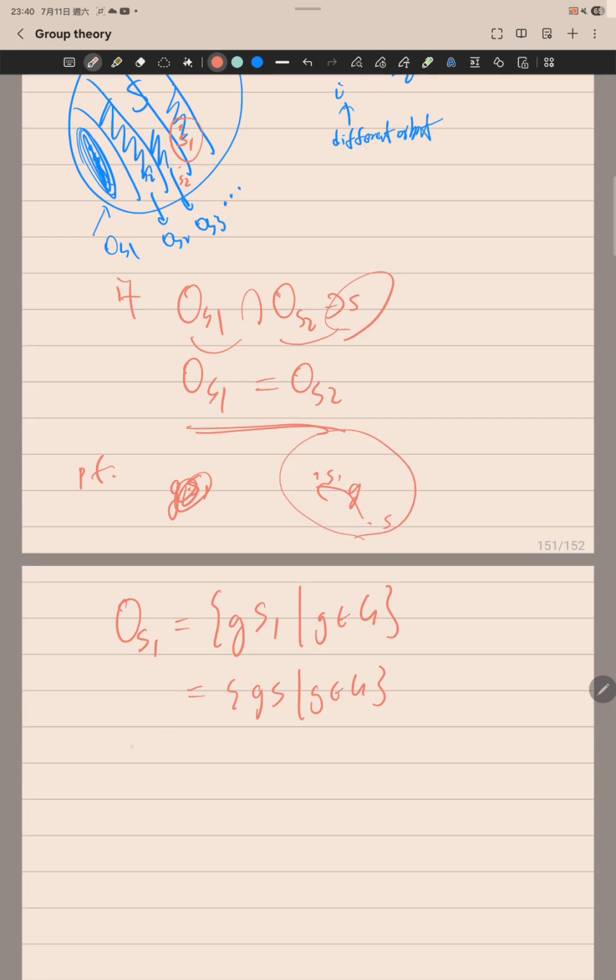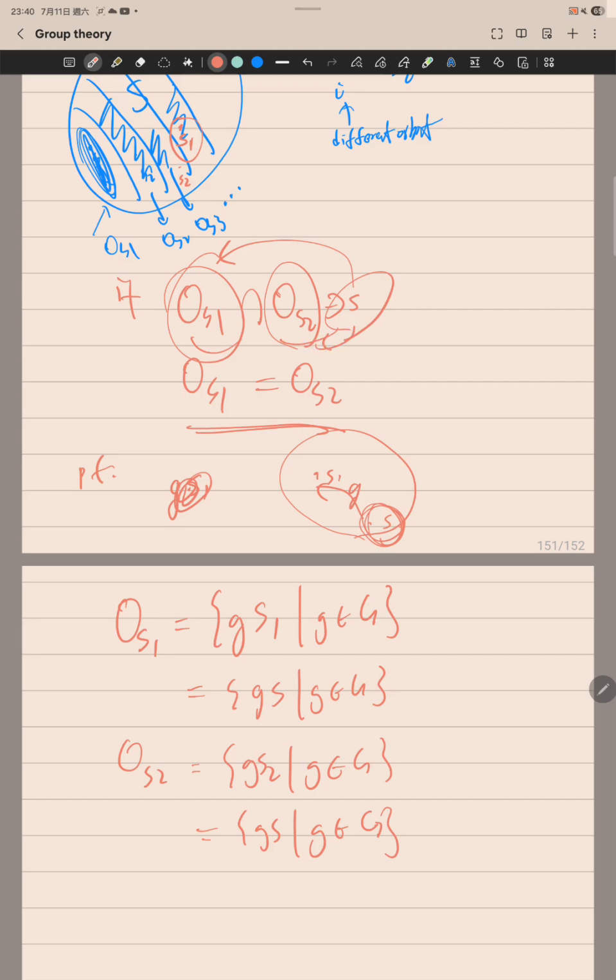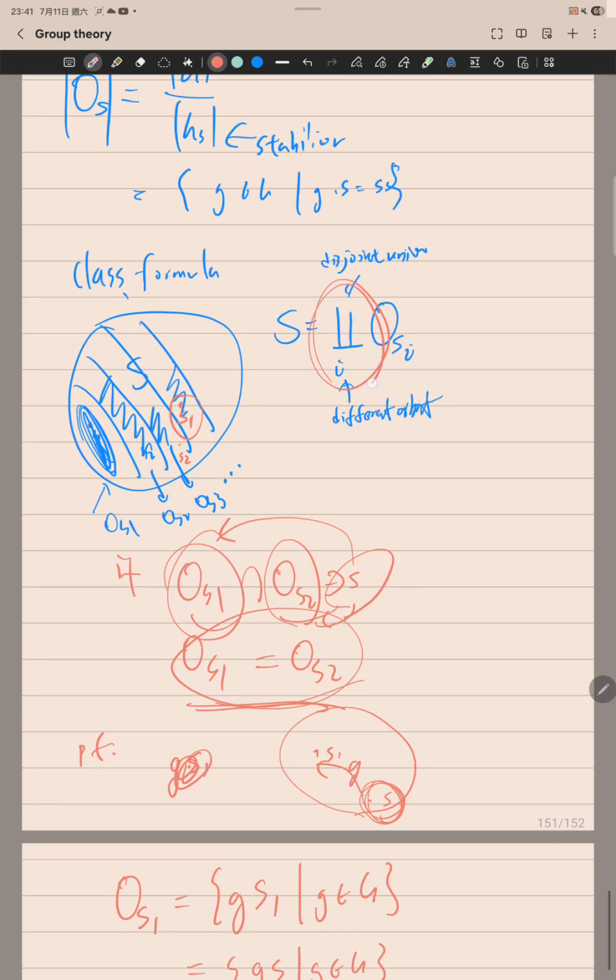But how about O_S2? O_S2 is the same: it is all gS2 with g belonging to G, and it is also connected to S by some g. So indeed, if O_S1 and O_S2 have some common element S, then every element in O_S1 can be connected through S, and every element in O_S2 can be connected through S. So they must be the same. So this must be a disjoint union.